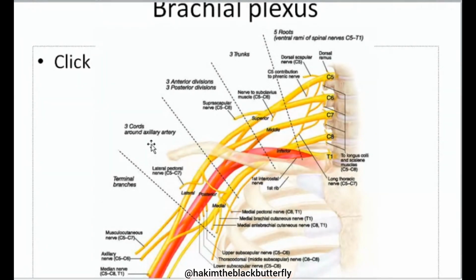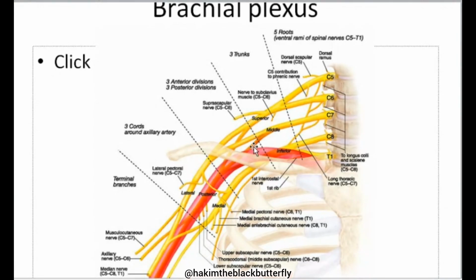How are cords formed? The anterior division of the superior trunk and the anterior division of the middle trunk are going to join to form the lateral cord. Why do we call this cord the lateral cord? It is because it is lateral to the artery, which is the axillary artery.